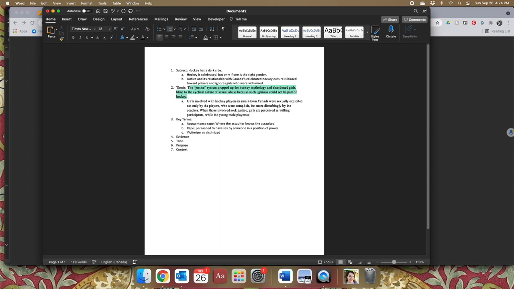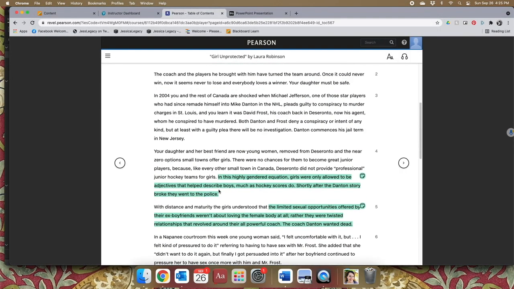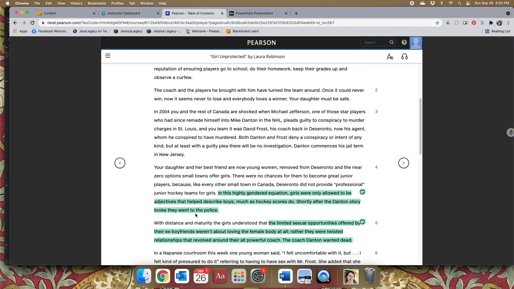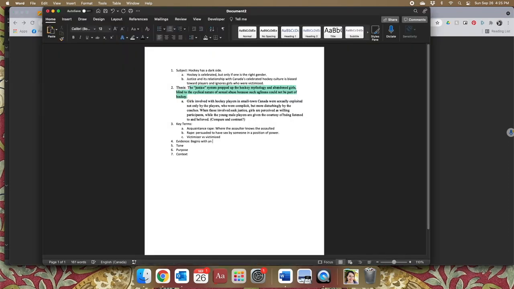So I pasted something that I highlighted here, and now what I'm doing is rephrasing it in my own words. This is that stage of rewriting the thesis in my own words. At this point, I'm trying to copy out some specific evidence.